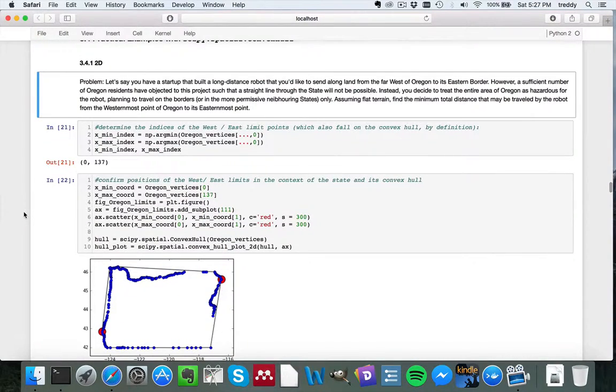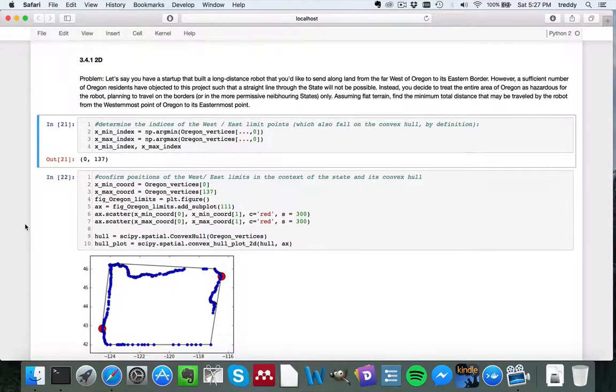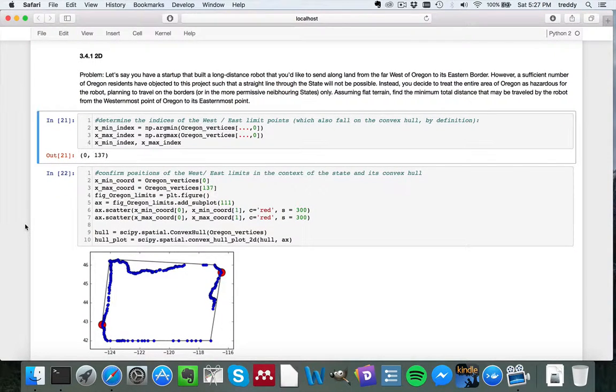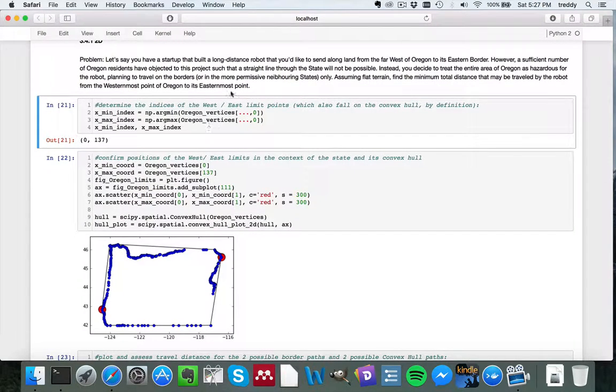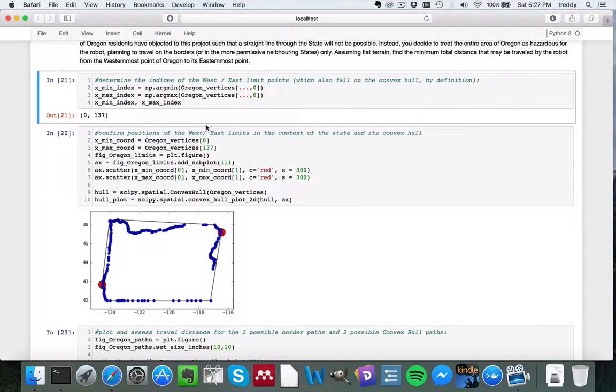So the first thing I wanted to do in this problem was basically sensibly identify the start and end points, the western and easternmost points. So I just use the very useful numpy argmin and numpy argmax to pull out the indices of the minimum and maximum value of the x-coordinate for all of the border coordinates for Oregon. So we have 0 and 137 as those two indices.